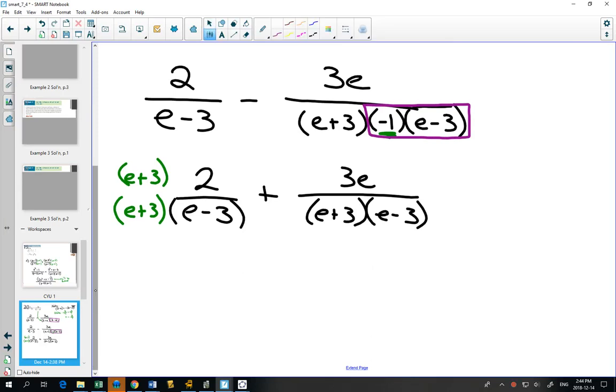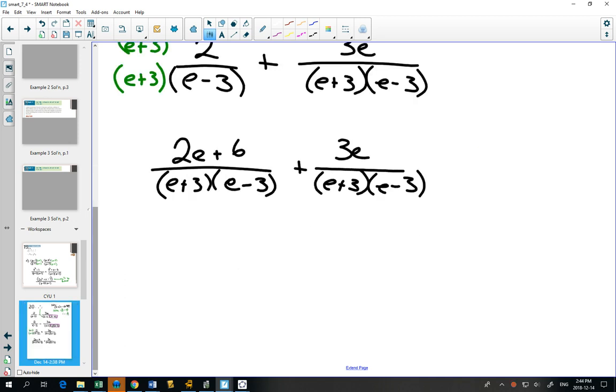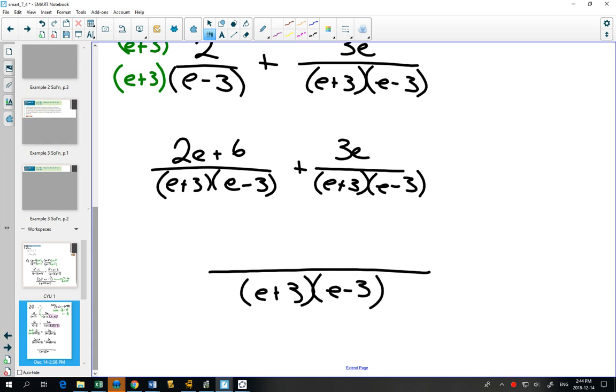Once you get a common denominator, so here I'm going to get 2e plus 6 over e plus 3, e minus 3, plus, and here I have 3e over e plus 3, e minus 3. My denominators are the same. I can add. Two e plus 3e becomes 6e plus 6.